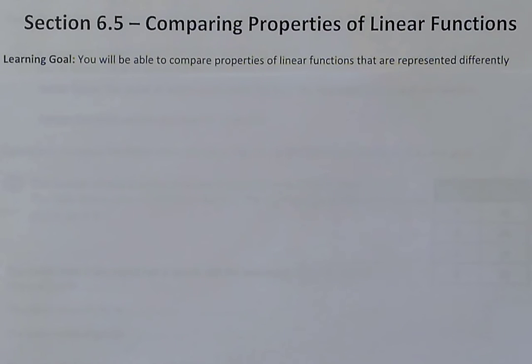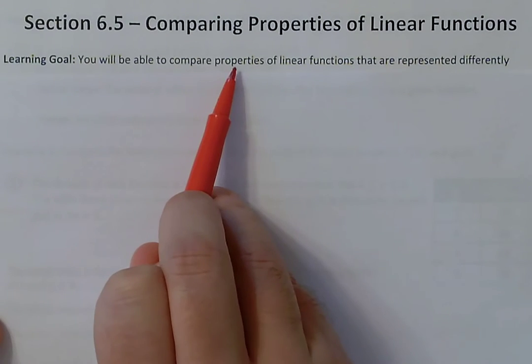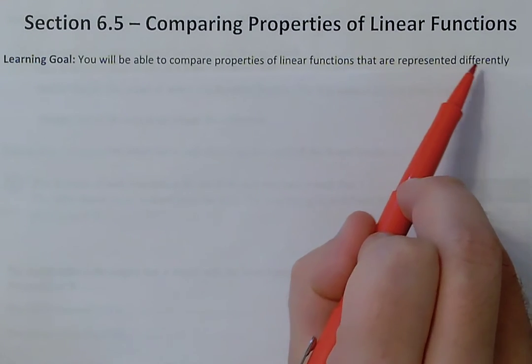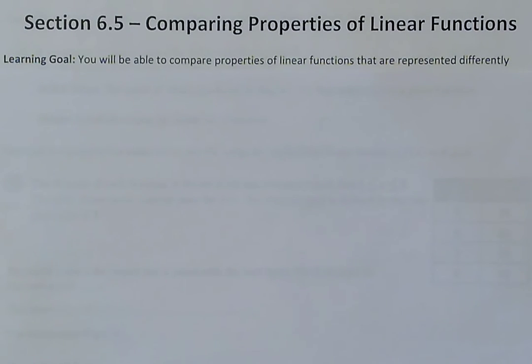All right, for today's lesson, we have one learning goal, and our learning goal for today is that you will be able to compare properties of linear functions that are represented differently. So we're going to talk about comparing or identifying different properties of different types of linear functions when either you're given an equation or a table, or when you're given a description and a graph. And we're going to talk about how to compare different properties of these functions.